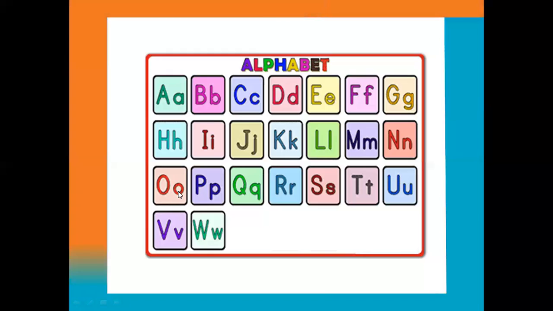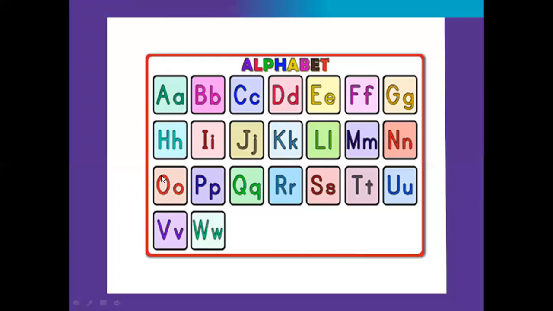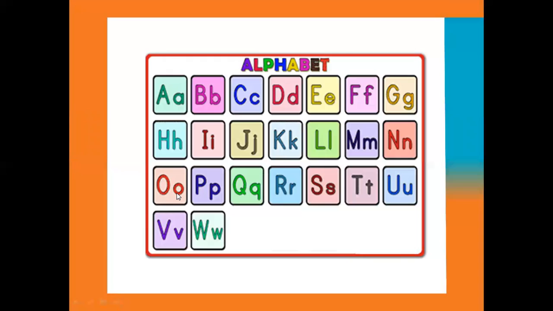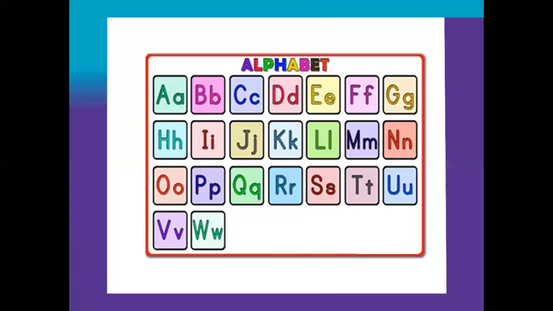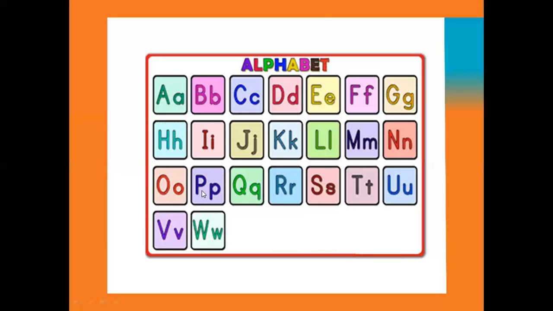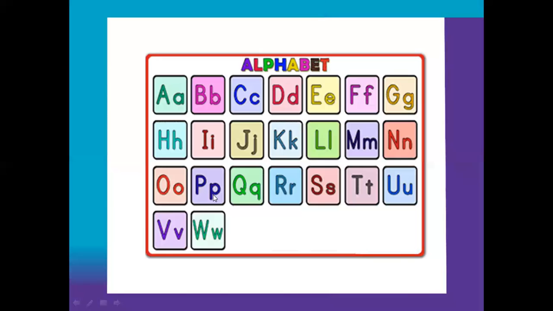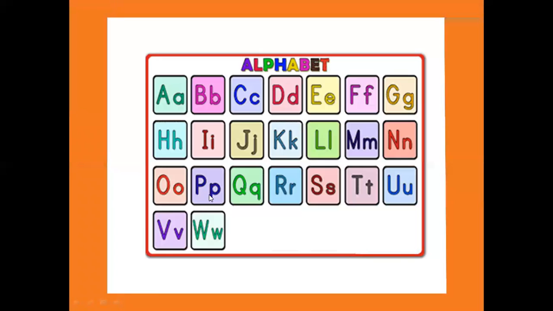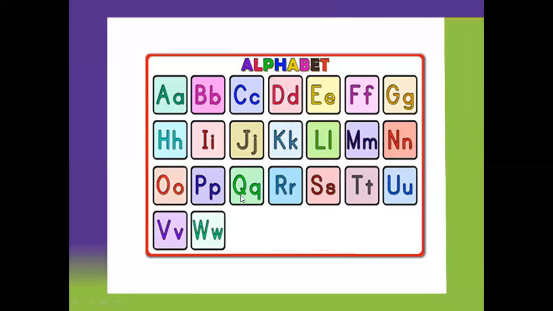It looks the same. But for capital O, you will use the three lines. For the small one, you will use the two lines. O, octopus. Now P. Also like O, the small and the capital P look the same, but you will use the first three lines for the capital and the last three lines for the small one. After P, our next letter is Q.